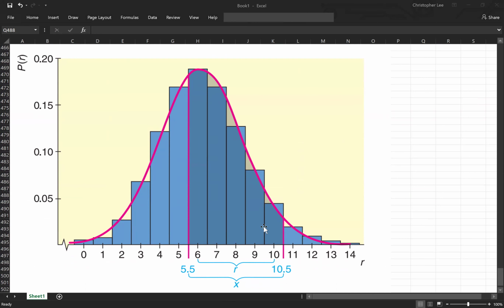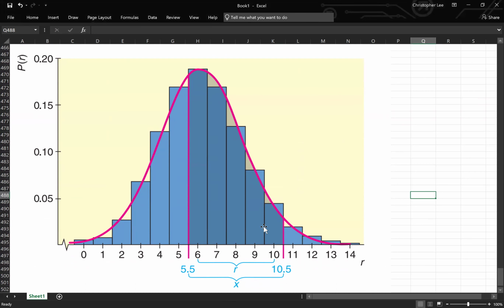Did you go up to 14? Up to the 14, because everything else beyond the 14 is really, really small. It's so small we call it 0. That's why we're just cutting it off. But you're right, it should have gone up to 25, because that's my N. My N is 25.